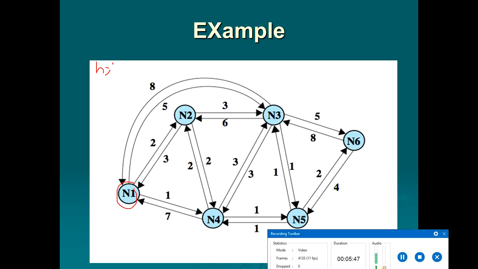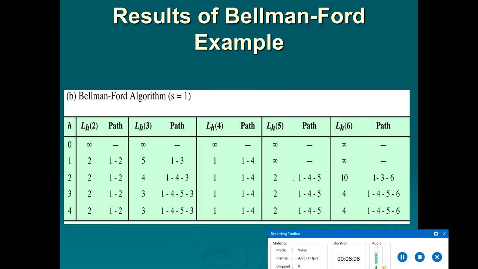From node 1, whatever nodes are reachable, we try to put the distance. From node 1, we can reach node 2 with a distance of 2. We can reach node 4 with a distance of 1, and we can reach node 3 with a distance of 5. Node 5 and 6 are not reachable.